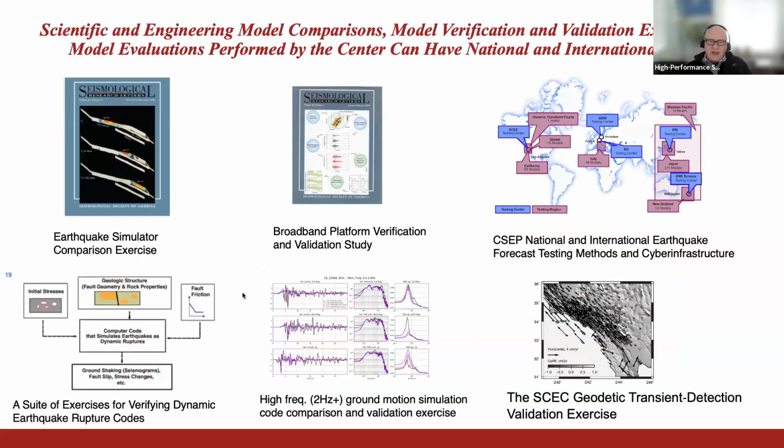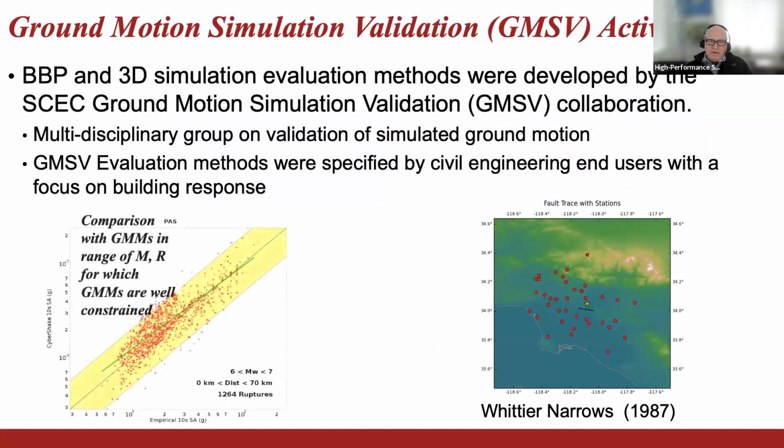So these are some examples of the types of forecasts and testing that we do on different types of earthquake seismic hazard information. But the one we're specifically addressing today is the ground motion simulation validation activity. This is a collaboration within SCEC that includes geoscientists, but also civil engineers. The civil engineers are identified as end users of our results, and they help identify how they want our ground motion simulation results to be evaluated. And so we're learning from the civil engineers what types of evaluation, verification, and validation tests to implement. That's been an activity of this GMSV committee.